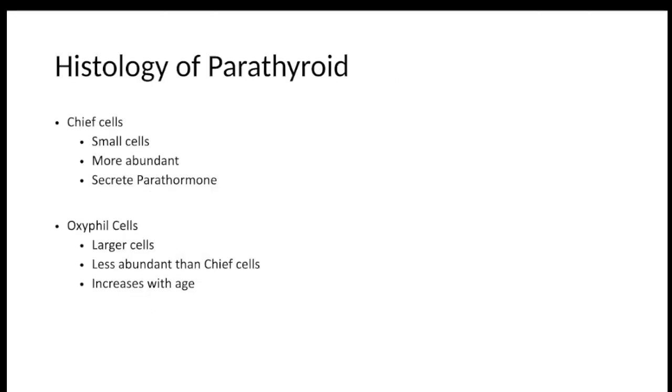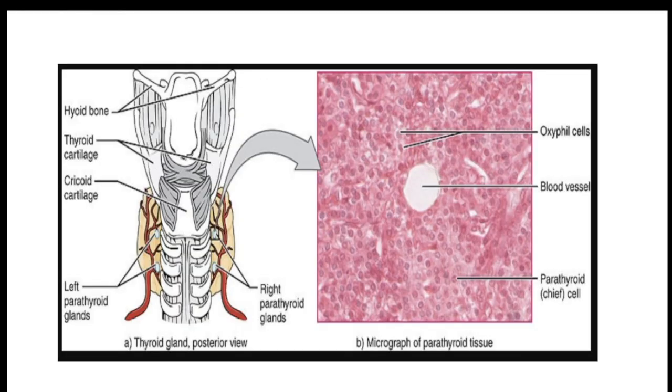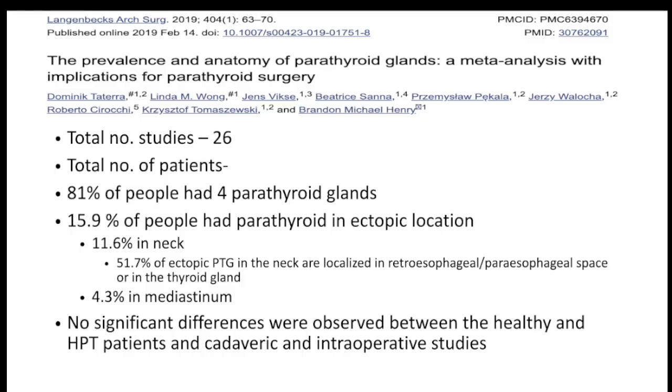So coming to the histology, they predominantly comprise two cell types, the chief cells and the oxyphil cells. Chief cells are the smaller, more abundant cells which secrete parathormone, while oxyphil cells are larger and increase with age. As you can see, the oxyphil and the chief cells along with the blood vessels in the micrograph of the parathyroid.